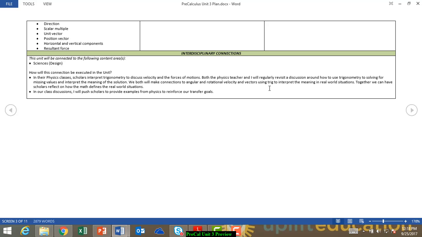So you can make connections in both classes, and I suggest that you set aside time to meet with your physics teacher so that you know exactly what skills they need and what skills the scholars need in order to make your class successful. I would also make sure to push scholars to give you examples from physics in class to reinforce those transfer goals that we talked about.